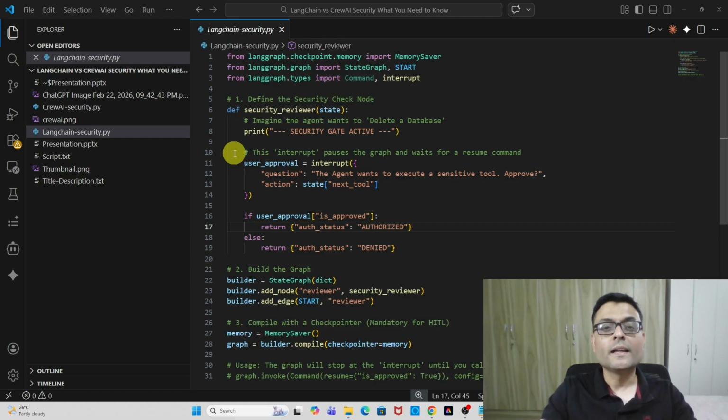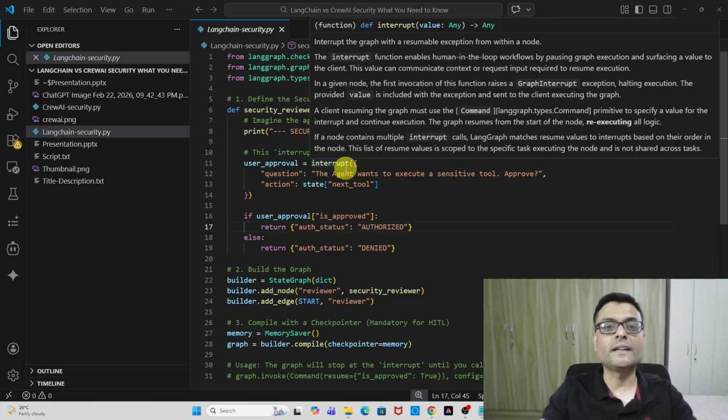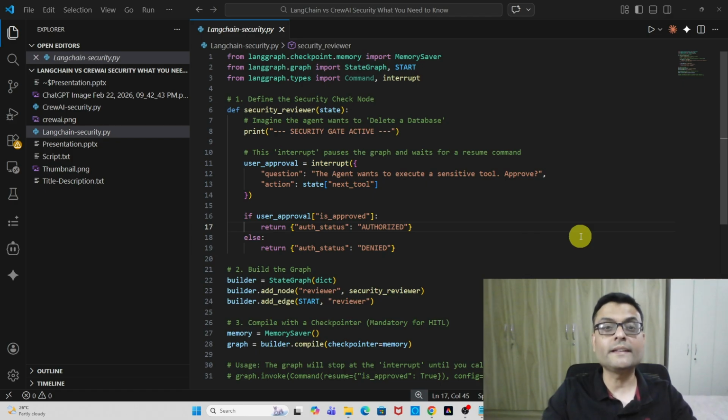LangChain security is built on state persistence. To implement a guardrail, you use an interrupt in a LangGraph node. This freezes the entire state of the agent until a human provides a command to resume. Notice how in LangChain we are the architects. We have to explicitly set up the memory saver and handle the interrupt signal. This is low-level control. It's perfect if you have a custom security dashboard and you need to pass specific metadata back and forth during the pause state.